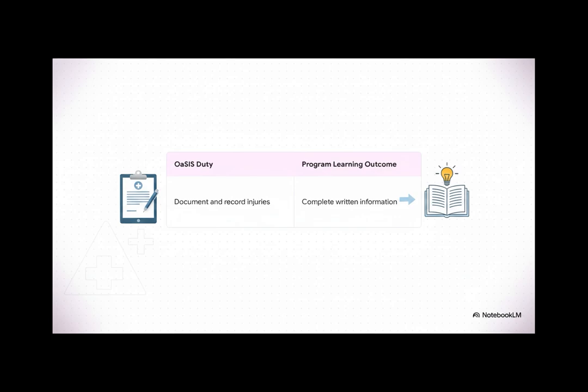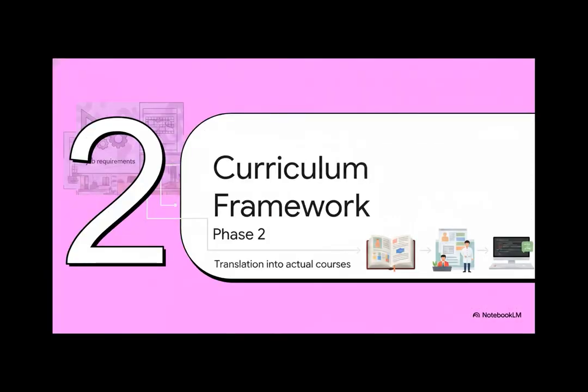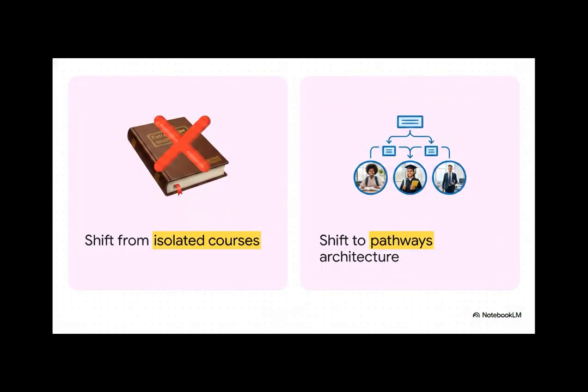it falls dangerously short. Section 2, development of curriculum framework. Once they know exactly where the curriculum stands, it's time to translate those hard job requirements into an actual workable structure. This brings us to the second massive shift in thinking. Instead of defaulting to isolated, standalone courses, it's time to architect pathways.